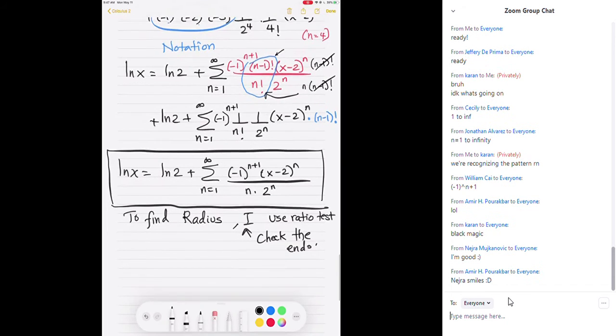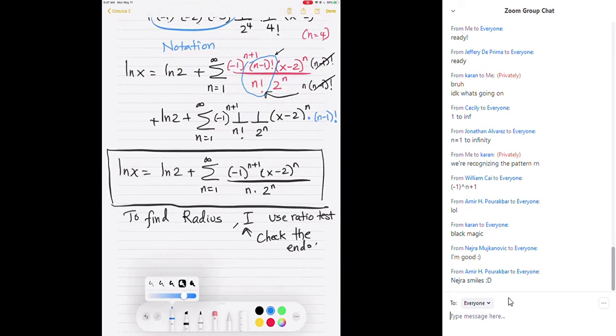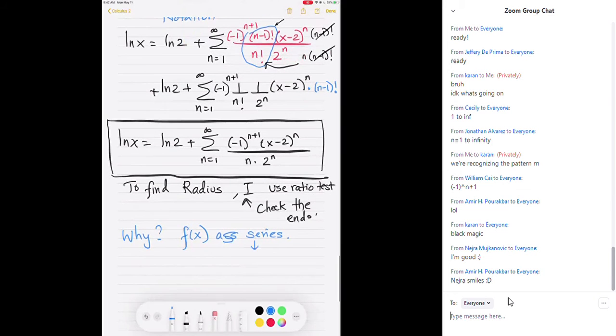So here we go. So why are we doing this? And I promised you today that we would say, why do we write f of x as series? What is this all about? I'm going to remind you that this is an integration technique.